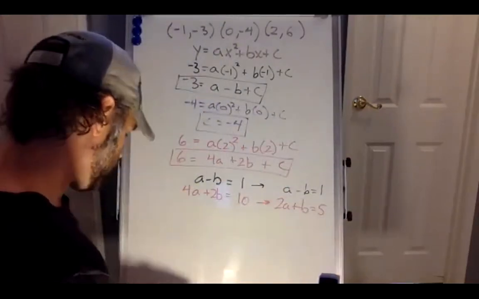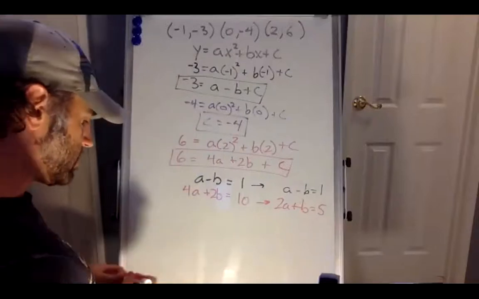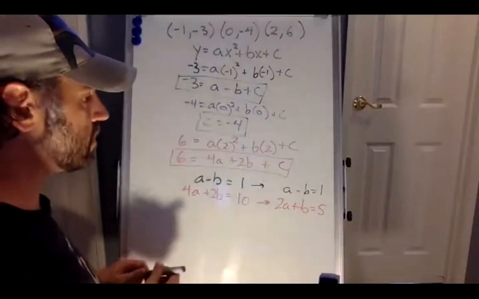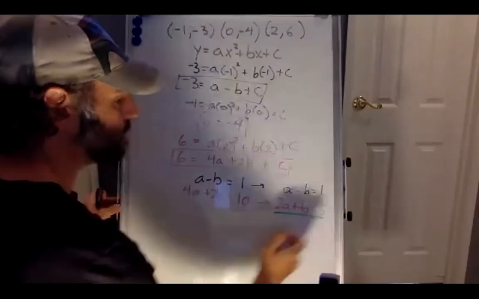Why by elimination, Mr. Rosenthal? Because you have literally opposites. You have B already in opposites. This is a textbook elimination problem. You could do substitution, but this is a textbook elimination problem.